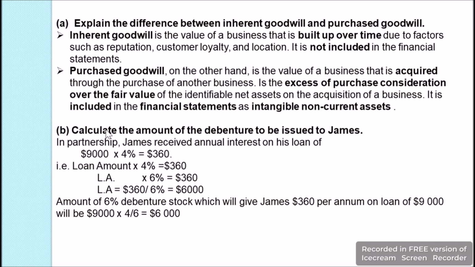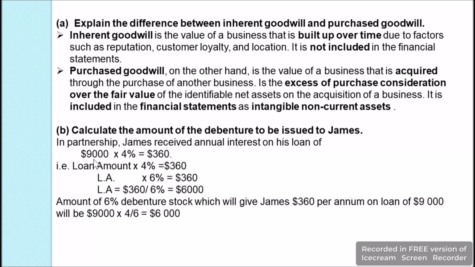In part (b) of the question, we are asked to calculate the amount of debenture to be issued to James. It was mentioned that James has a loan of $9,000 at 4% interest. So when we find 9,000 times 4%, we get the interest which was paid to James per annum, which was $360. Now what they are saying is they want to keep this interest the same even when M Limited has taken over the company. So this 360 should remain the same.